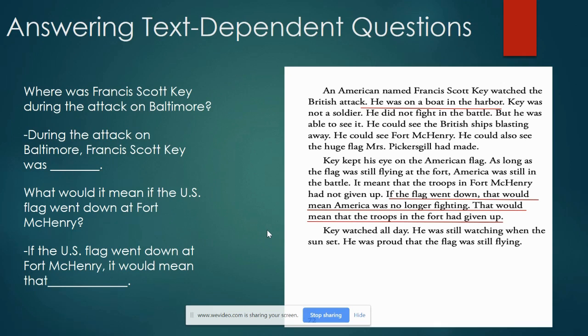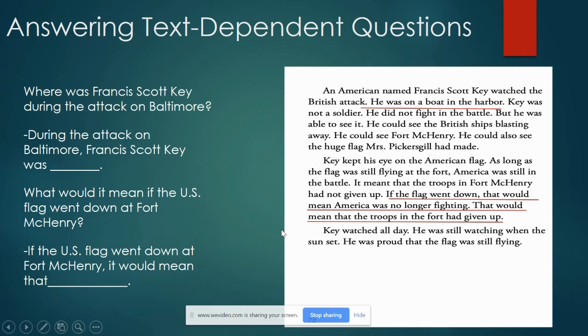In the text we see, if the flag went down, that would mean America was no longer fighting. That would mean that the troops in the fort had given up. And so now that we found our answer, we can go ahead and answer the question. If the US flag went down at Fort McHenry, it would mean that America was no longer fighting and that the troops in the fort had given up.